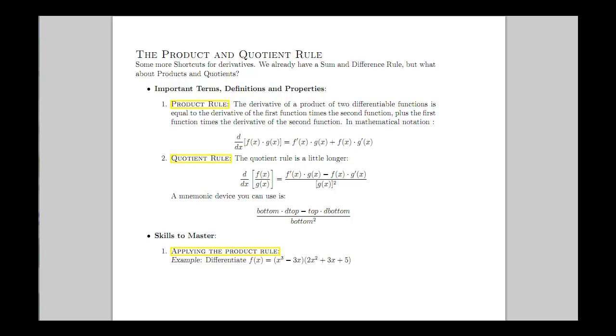Okay? So what we're going to do is apply these two rules and see how they work. Our first function here is f of x equals the product of x cubed minus 3x times 2x squared plus 3x plus 5. Okay. So we clearly have a product here, right? These parentheses butting up against each other tell us that we have a product. So we've got a first function that I'll underline here in blue, and we have a second function that I'll underline here in red.